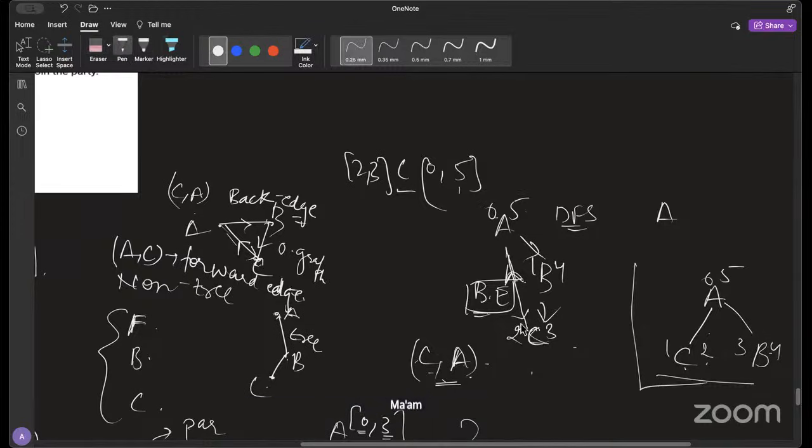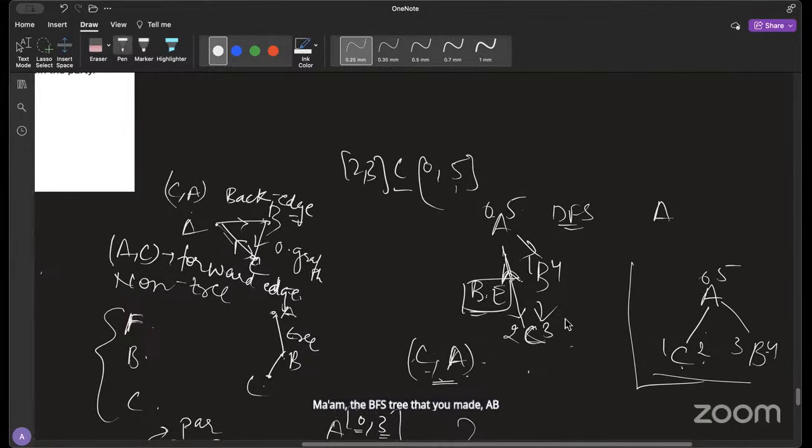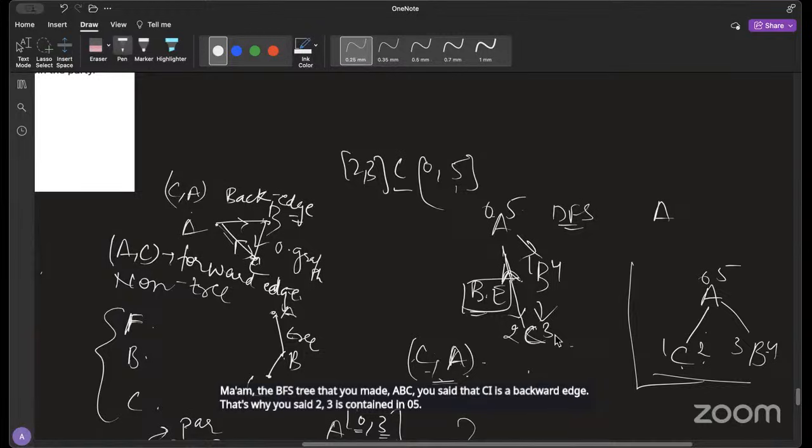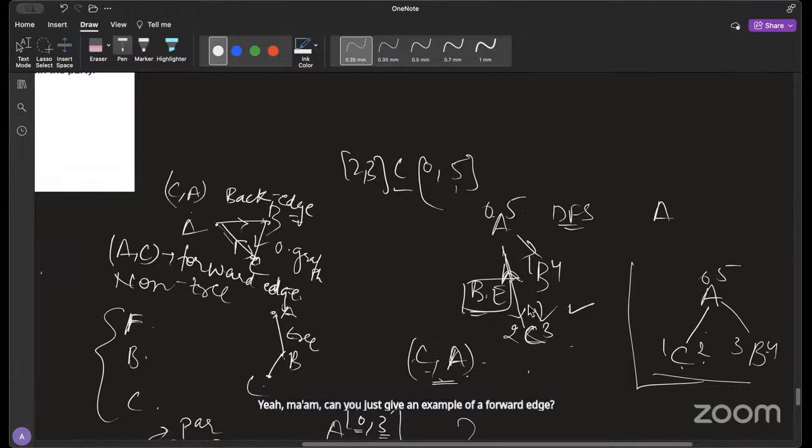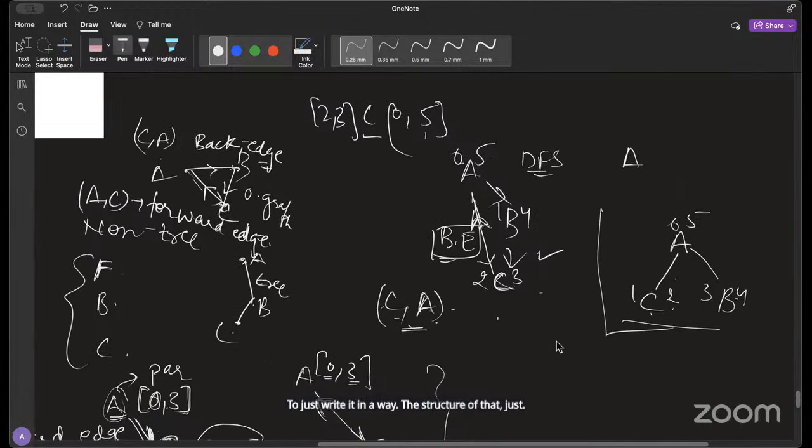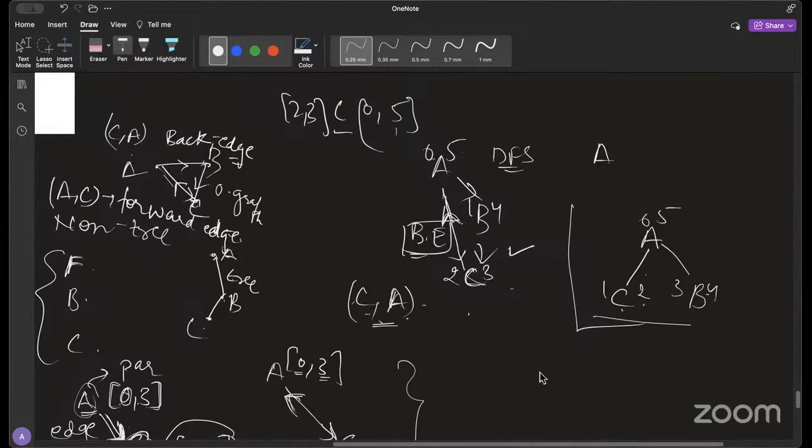Ma'am, in the DFS tree that you made, ABC, you said that CA is a backward edge. That's why you said 2, 3 is contained in 0, 5. Yes. Can you just give an example of a forward edge, the structure of that? Okay, for forward edge, you need this thing. A, B.